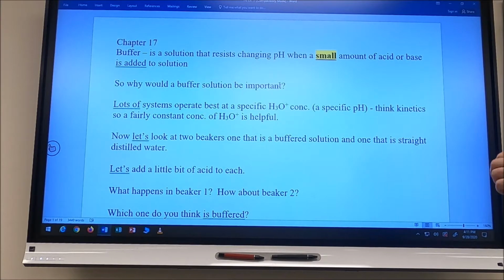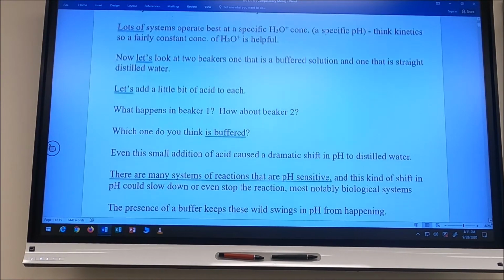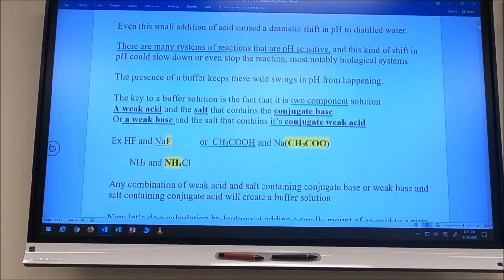So if I added a bit of acid to a beaker of plain water, the pH would plummet dramatically. If we added the same amount of acid to a buffered beaker, a beaker that was made up of a buffer solution, the pH would barely change. Now, I would normally do that, but we're working in a virtual world here.